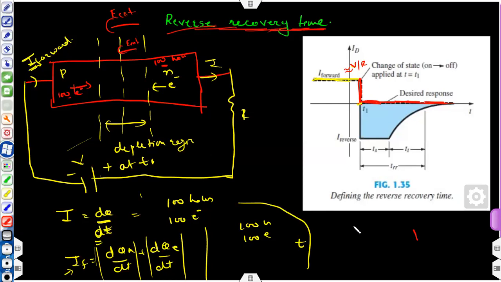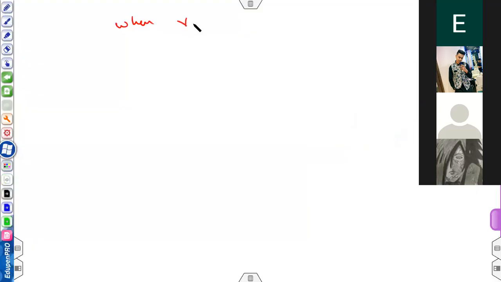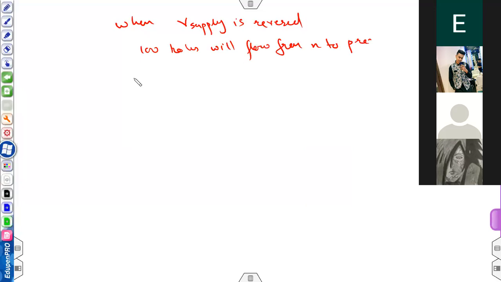Let me draw it on a fresh field. So when the V supply is reversed, 100 holes will flow from the N to the P region now, and similarly 100 electrons will flow from the P to the N region. Okay, this is the case.